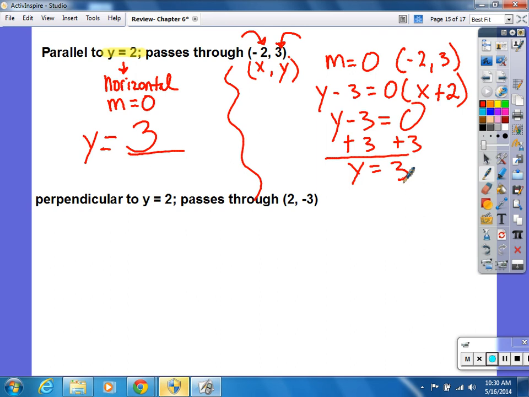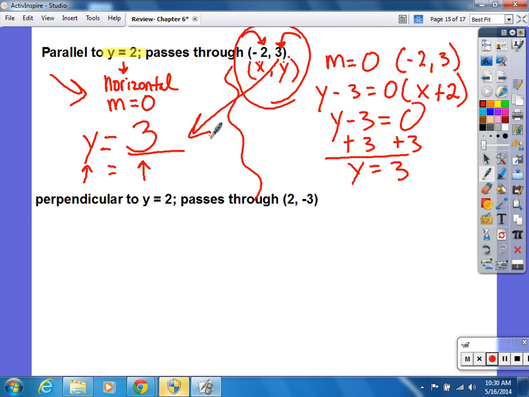To me, it's easier to think about this way of doing it because I'm thinking I know a horizontal line is going to be y equals some number. Y equals some number. All I have to do is look back at my point, and I'm thinking x is -2, y is 3, and I plug that 3 in for the y. Okay?